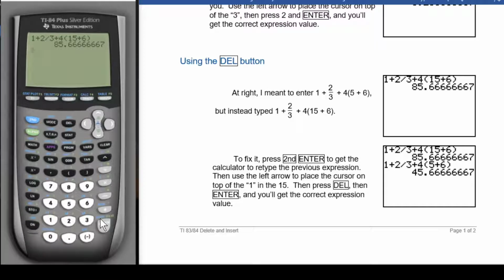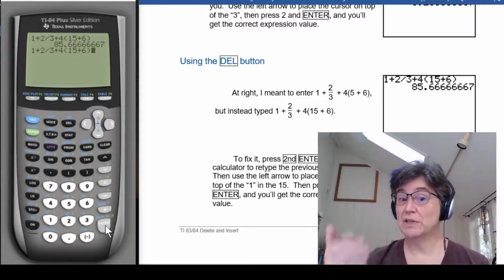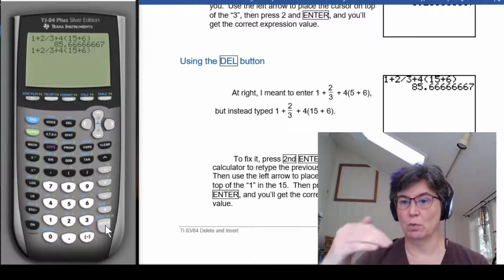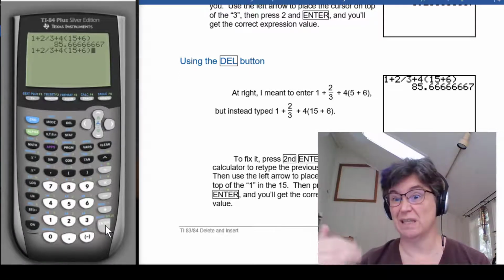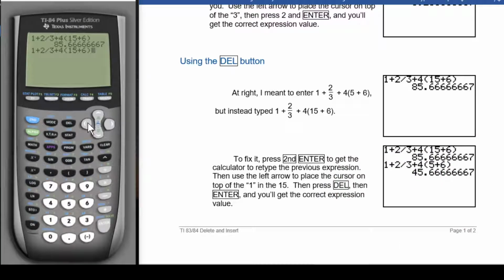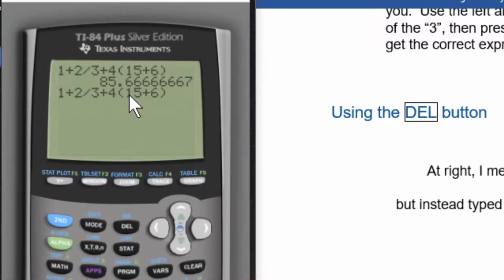enter, slap your forehead, say, oh, I didn't mean to do that. I meant 5 instead of 15. Okay, we don't want to type the whole thing again. That's too much work. Second entry retypes the last thing it did. If you did second entry more than once, it just works its way up the list of the last few things you did. Use the arrow, and there I've highlighted the 1.